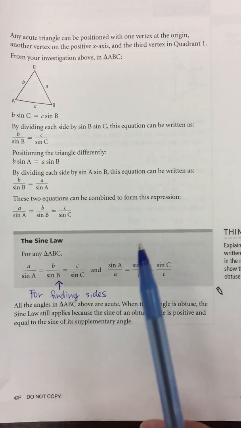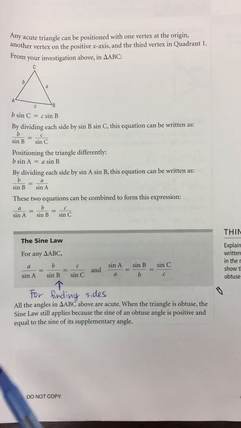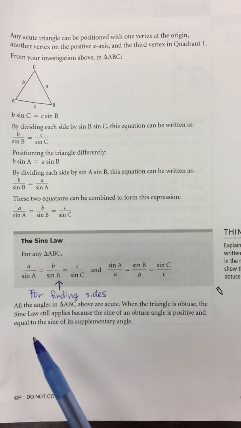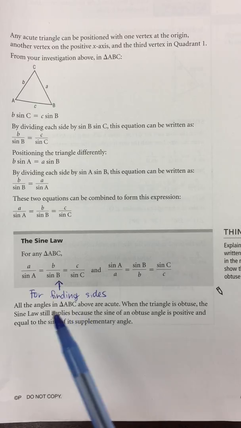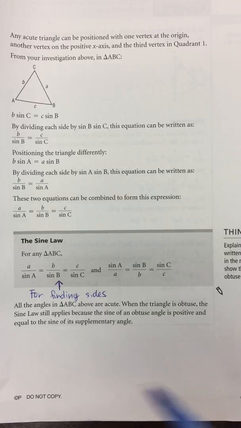This is the sine law formula. a over sine A is equal to b over sine B, which is equal to c over sine C. And the lowercase letters just represent the sides, and the uppercase letters just represent the angles. You can also flip your fractions over. So you can have sine A divided by a is equal to sine B divided by b, and is equal to sine C divided by c.